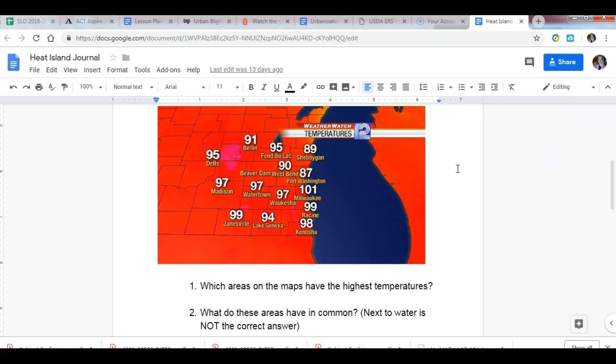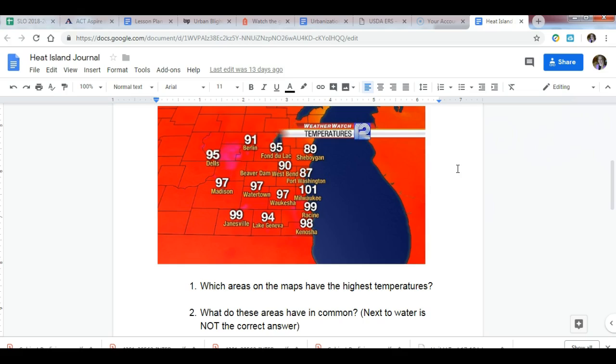O'Hare is right in the heart of the city. Milwaukee is the city as well. So urban areas are typically warmer than the surrounding areas. You will find this if you look at temperatures on maps, like in the weather forecast. A lot of times you'll see the cities are warmer.